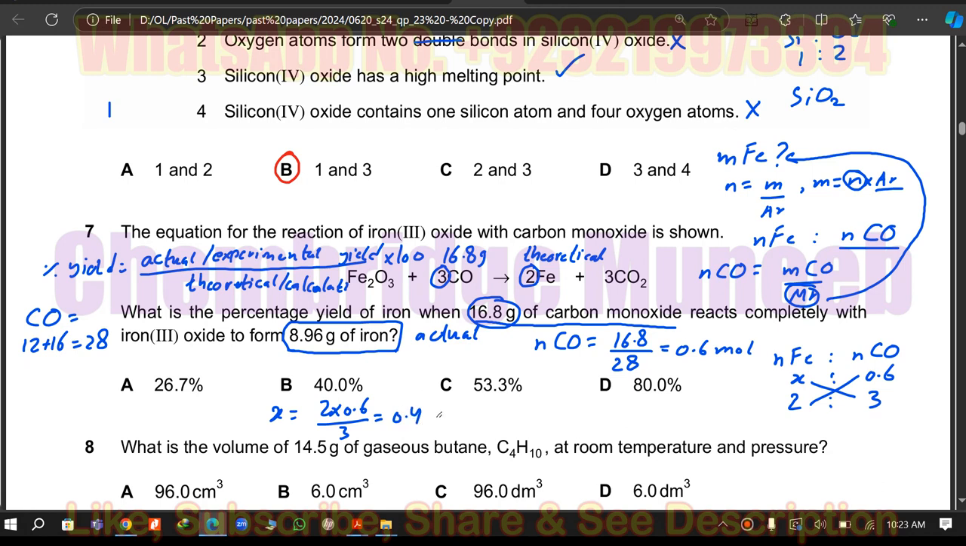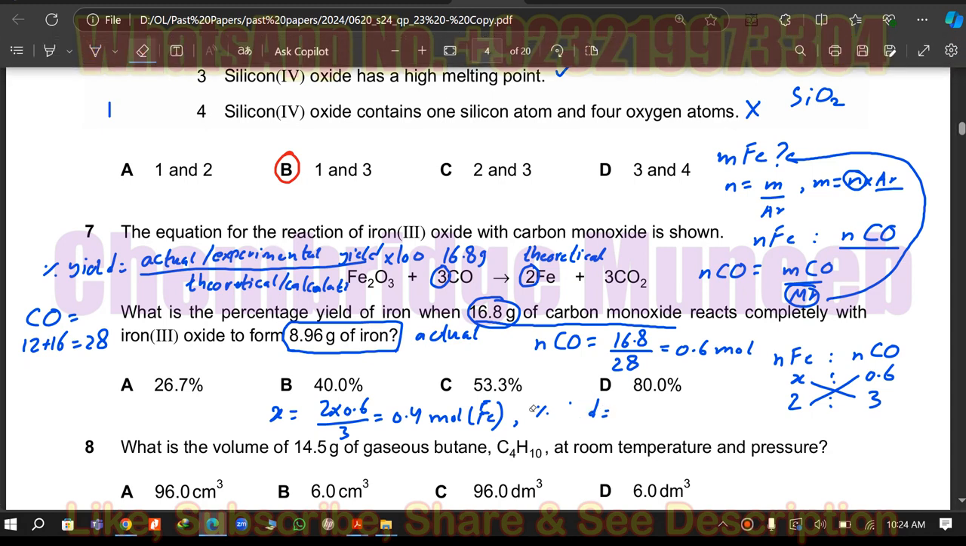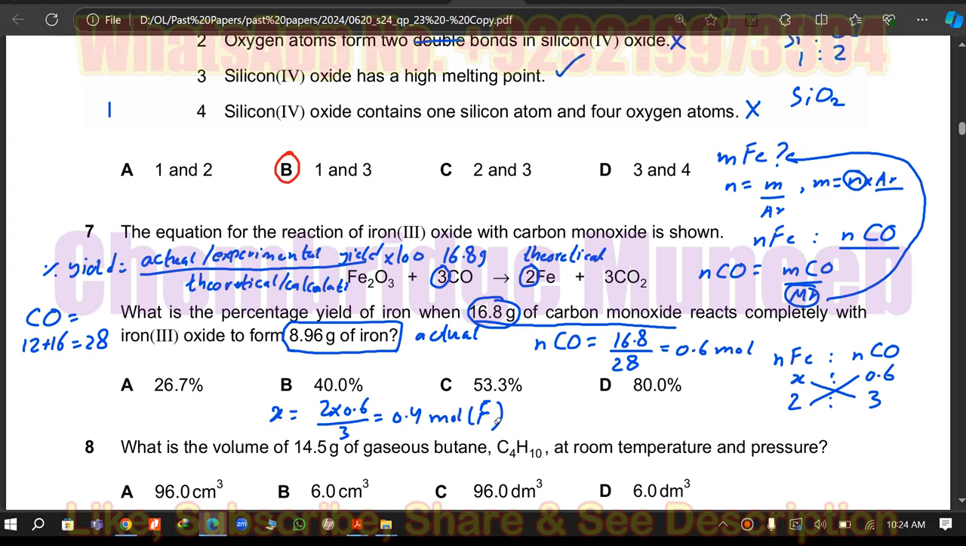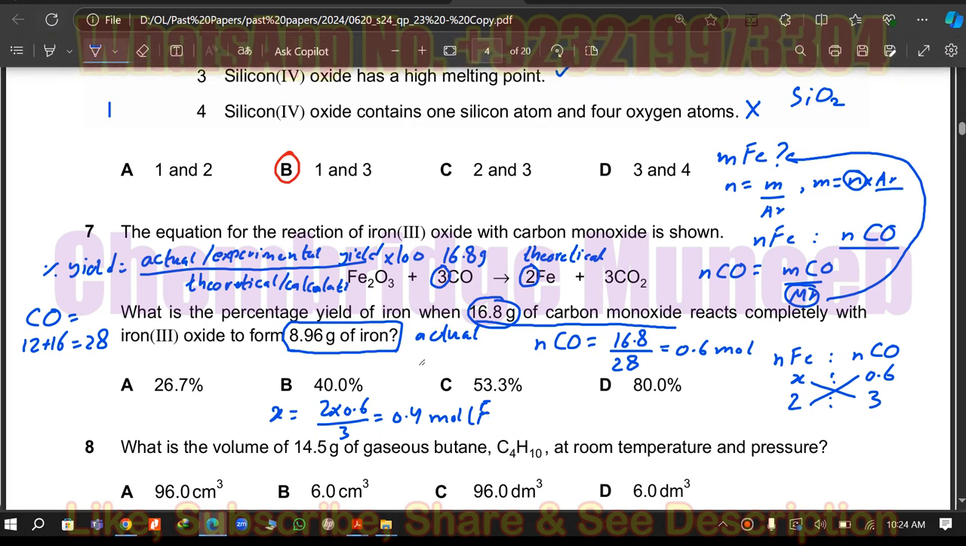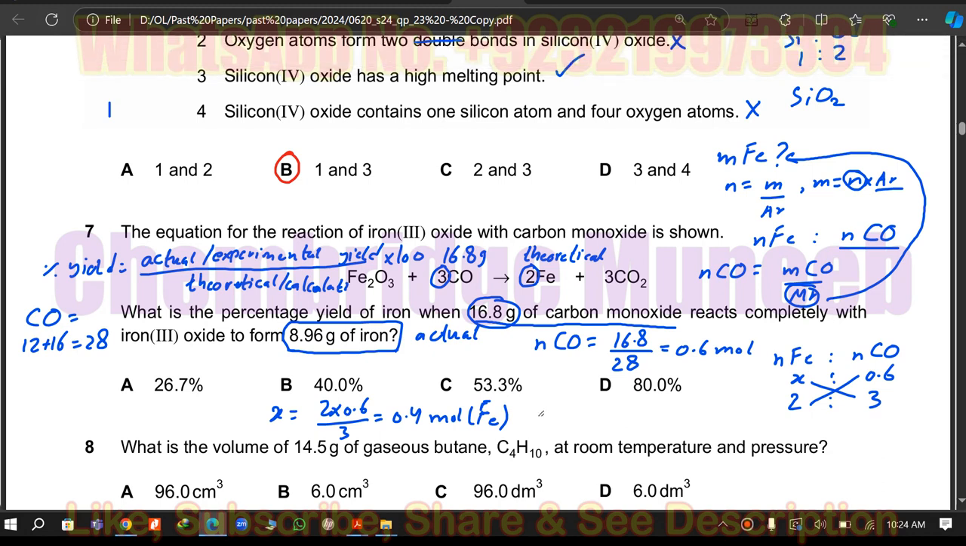Okay, we have calculated the moles of the iron. Now in the next step we have to find the percentage yield. For percentage yield we need the actual yield, for which we still have to find the mass. It is still not completed yet. We have got the moles of the iron, but we need to find the mass of the iron from it. So using this formula which I used here, mass is the mole times Ar.